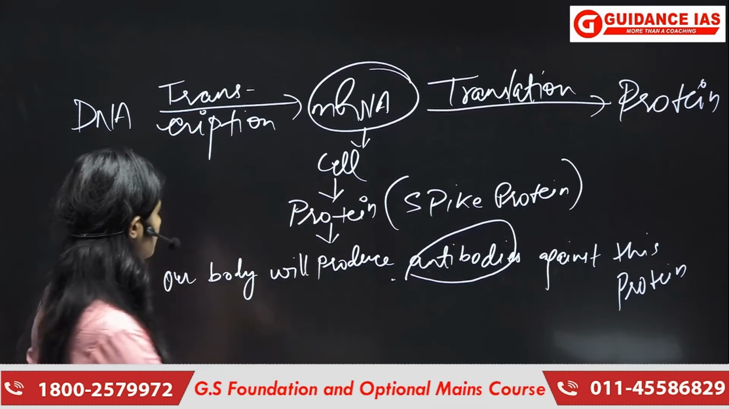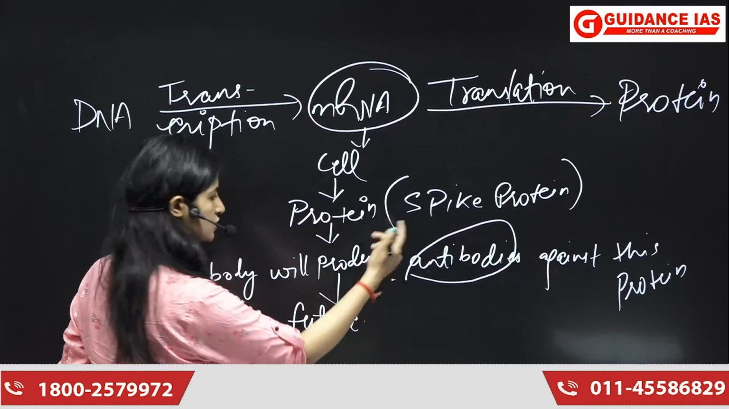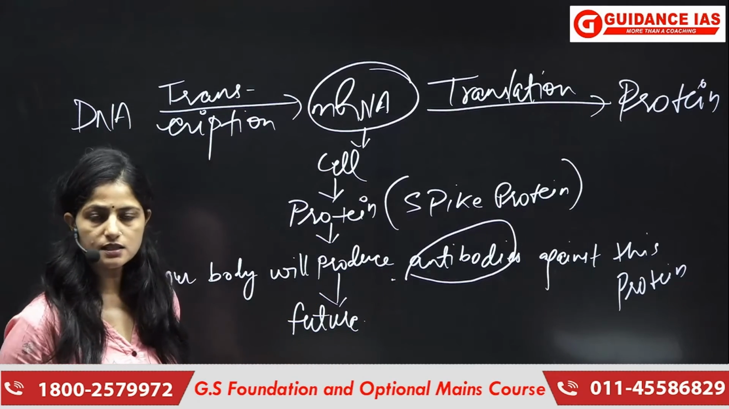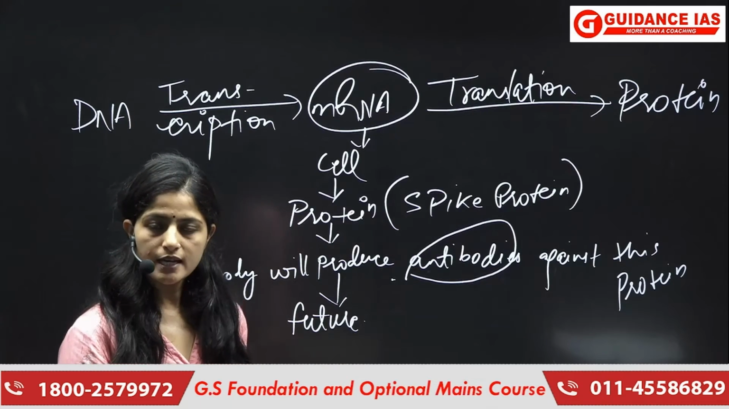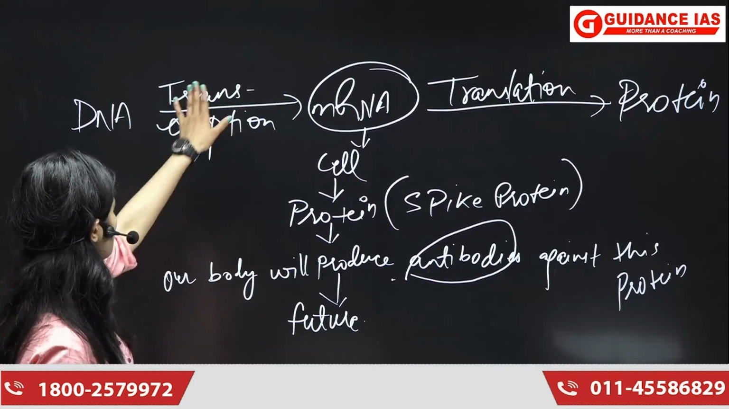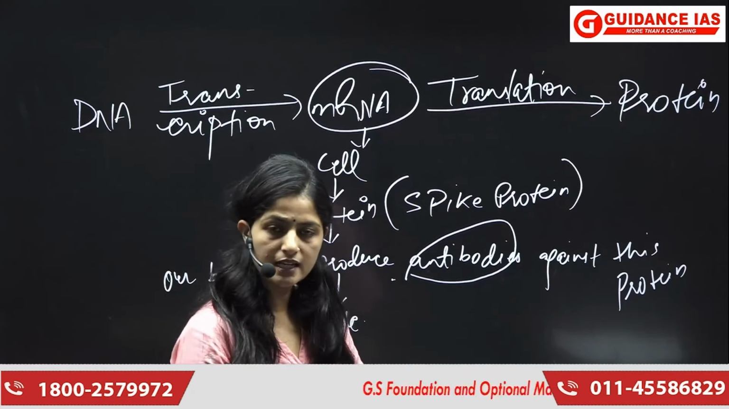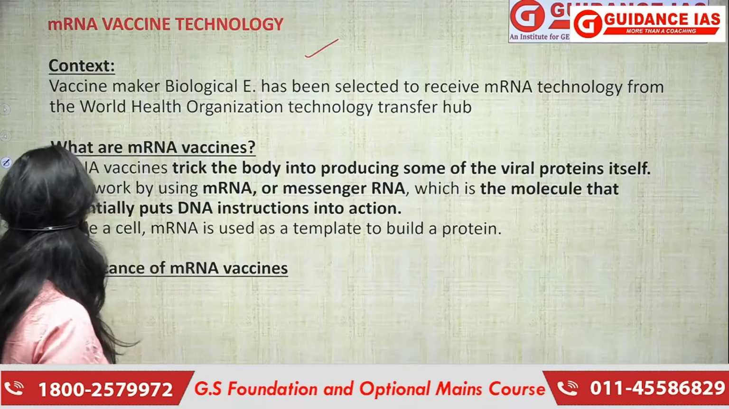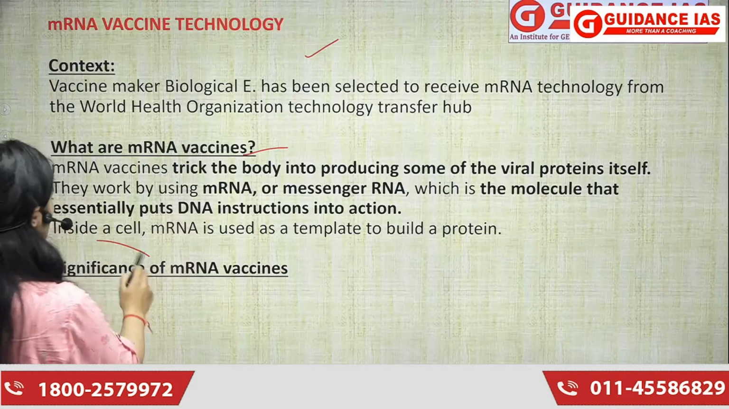Even in the future, if the same antigen or the same virus impacts us, since we have antibodies in our body, it will keep us immune from that particular disease. This is the simple logic, or the simple technique, of how an mRNA vaccine works, right? I hope this is clear to you. So we have done this, and you are all clear with its significance.